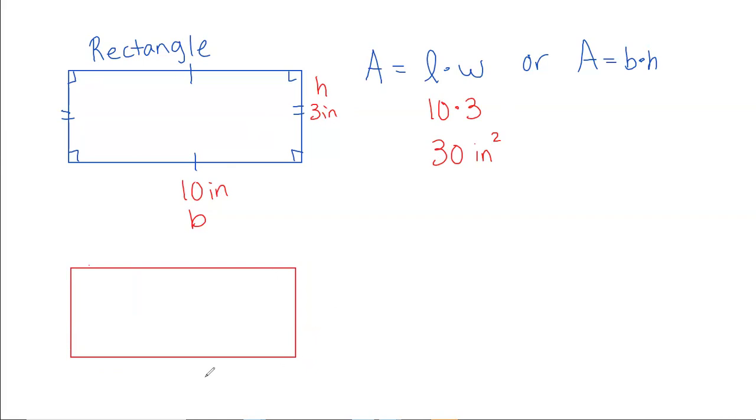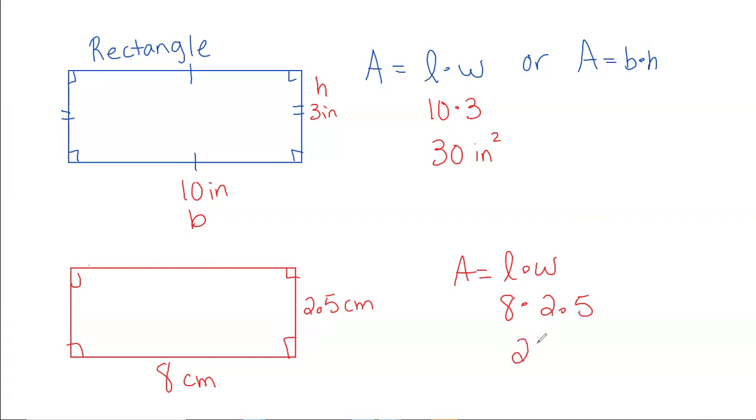I'll say this is 8 centimeters and 2.5 centimeters. So area is length times width or base times height. 8 times 2.5 or 2.5 times 8. Again, the order doesn't matter because multiplication is commutative, which means it can be done in any order. 8 times 2.5, right through a calculator, 20. 20, we're in centimeters and square. And that's it. That's how you do a rectangle.